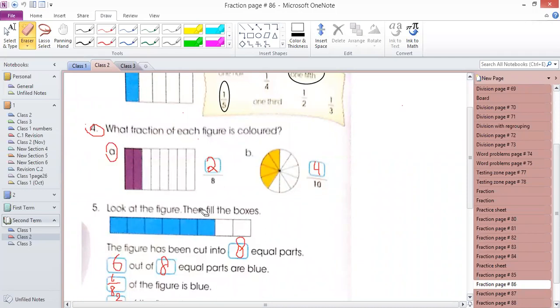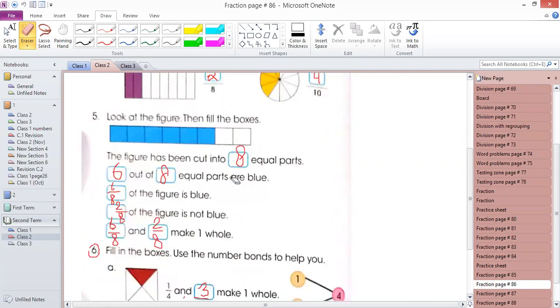2/8 of the figure is colored. Then for B, out of 10 parts, how much is colored? So you count the number of colored parts. These are 4. So you will say 4 out of 10 is colored. That means 4/10 is colored. And question number 5, look at the figure, then fill in the boxes.